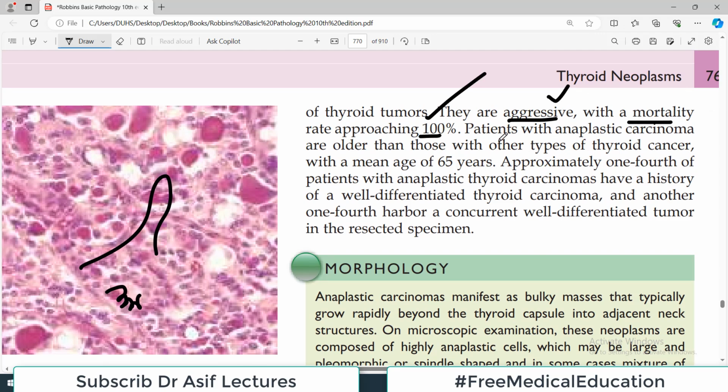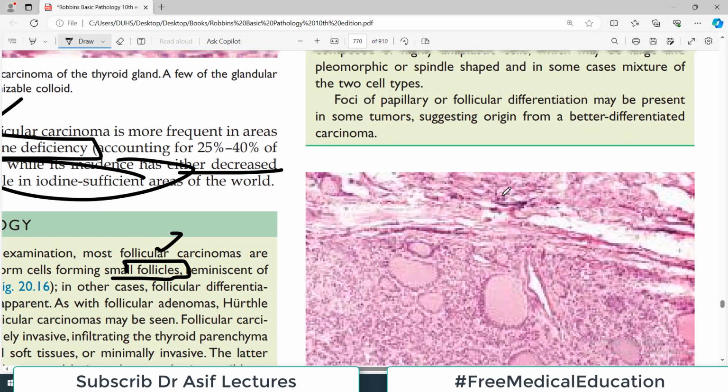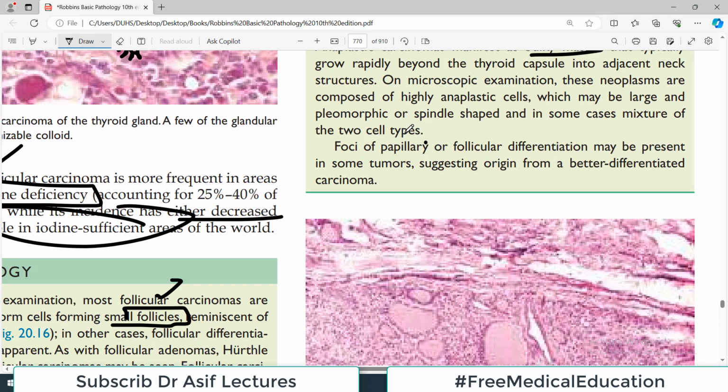Mortality can reach 100% within a few years. Patients with anaplastic cancers are older than those with other types of cancers. The mean age is 65 years. Approximately 1/4 of the patients with anaplastic thyroid cancer have a history of well-differentiated thyroid carcinoma, which usually then converts into anaplastic tumor. Okay? Morphologically, they are bulky masses. You are not usually able to identify it is coming from thyroid, but on careful examination, you may find some foci of papillary or follicular differentiation within the tissue.